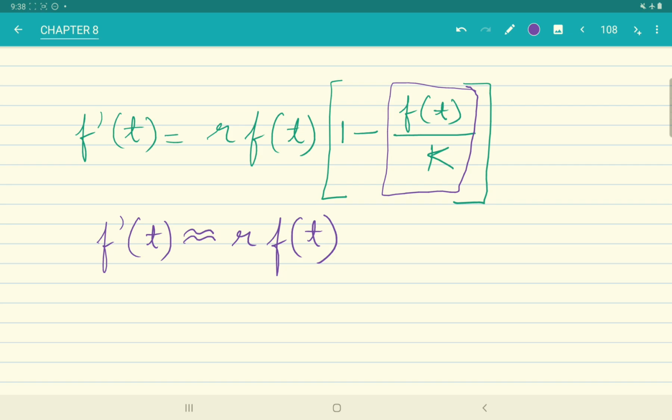So here I can say, this is when f of t is quite small in proportion to K.